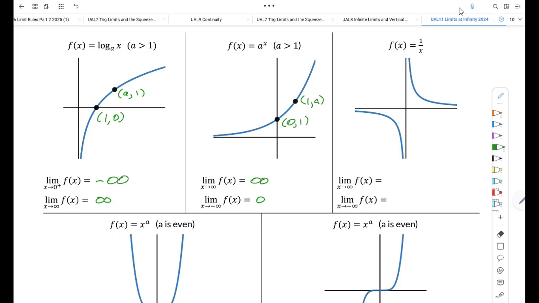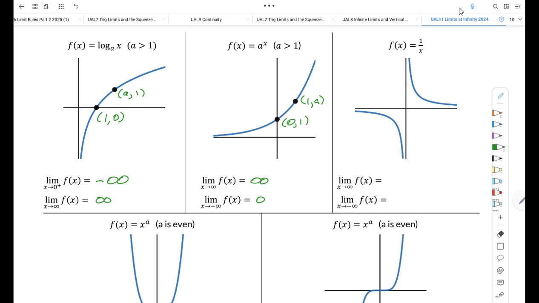You guys did that when you would find the inverses. You would change all the x's to y's and all the y's to x's. Then 1 over x: the thing that you should know what it looks like, and you should know these limits as x goes to infinity in both directions, and in both cases they go to 0. Yep.